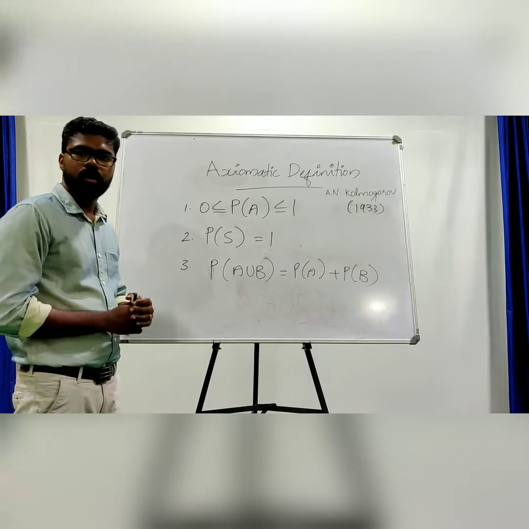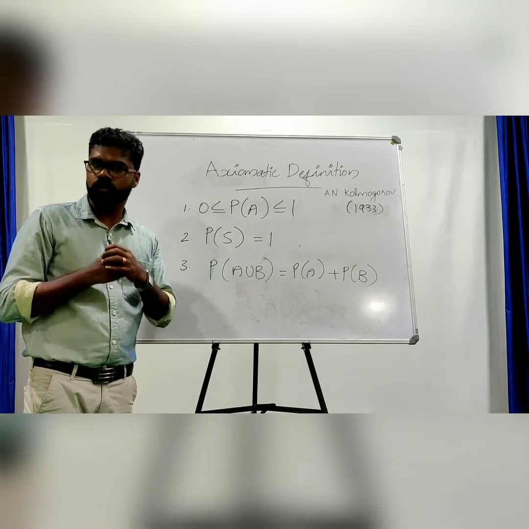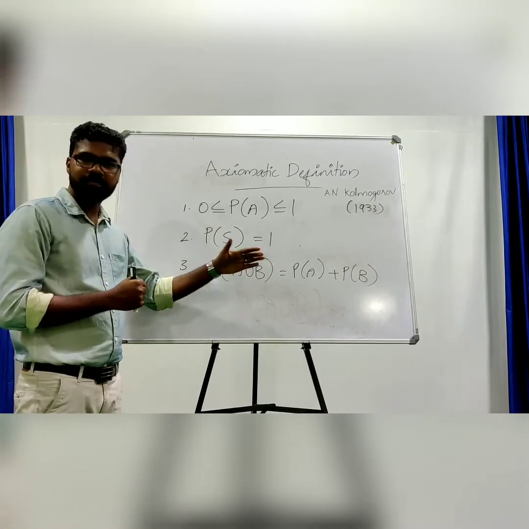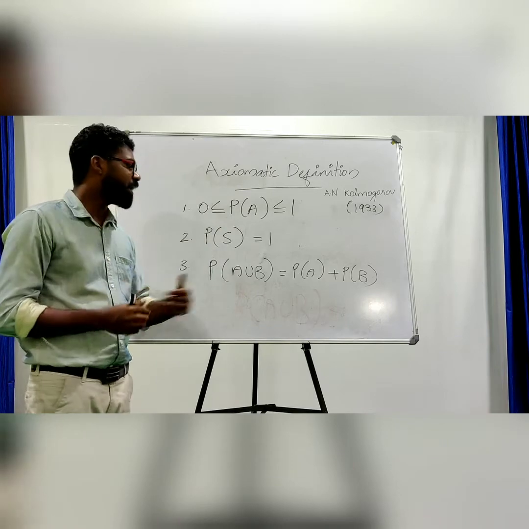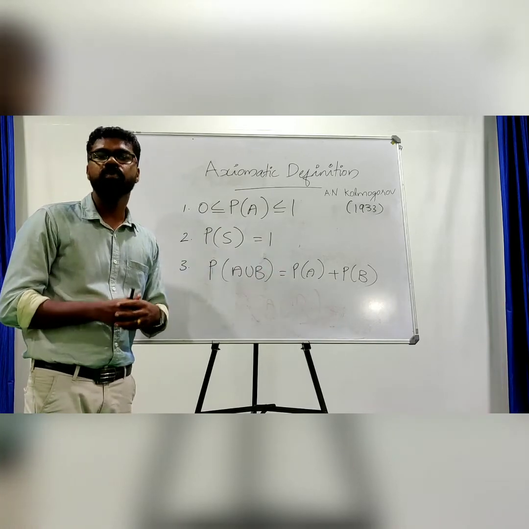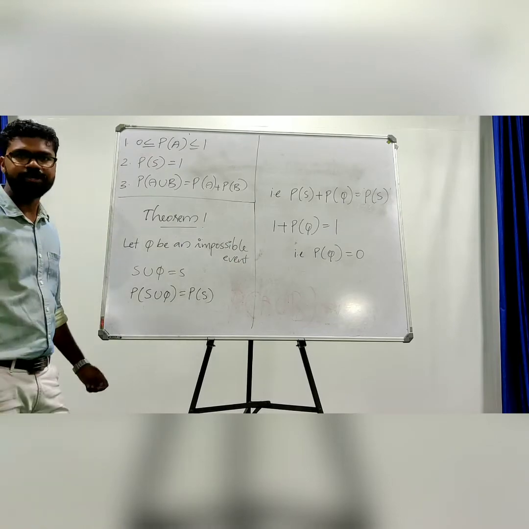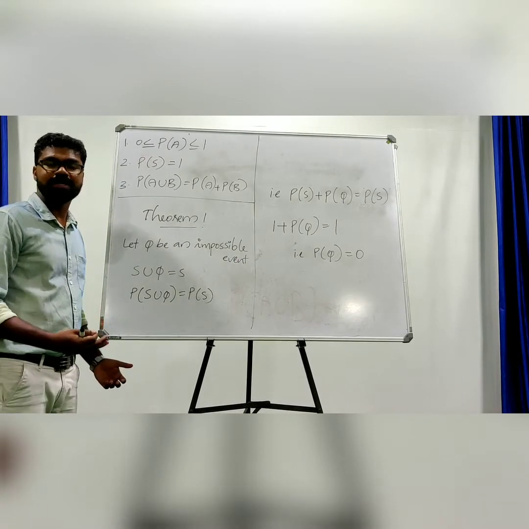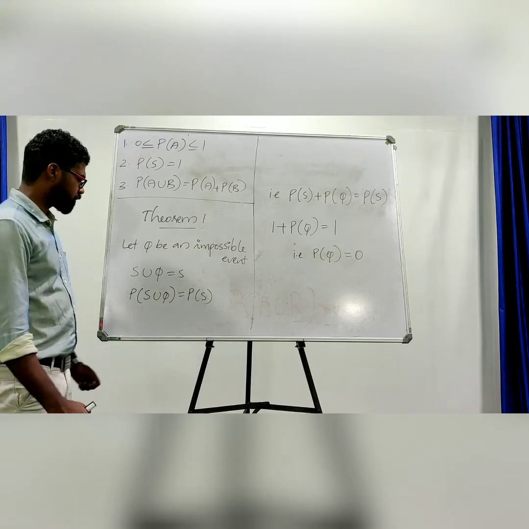And the third one, probability of A union B is equal to probability of A plus probability of B. Here A and B are two elements of the sample space S, and these two are mutually exclusive events. As per the axiomatic theorem, we have three sub-theorems. The first one will be discussed here.